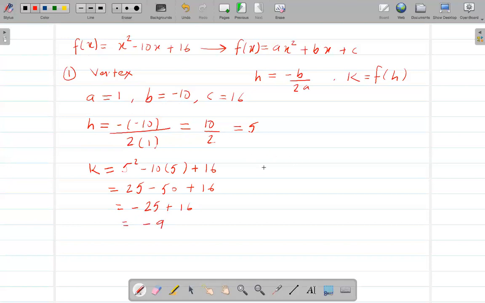So that means the vertex is always h comma k. So here we got the value of h and k, which is 5, -9. Right.